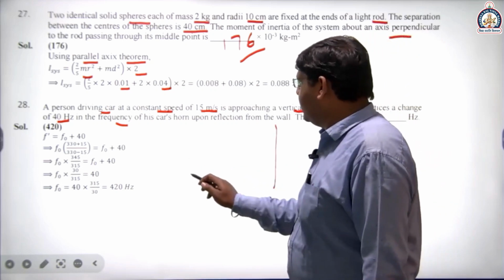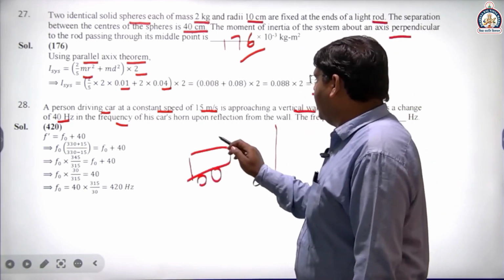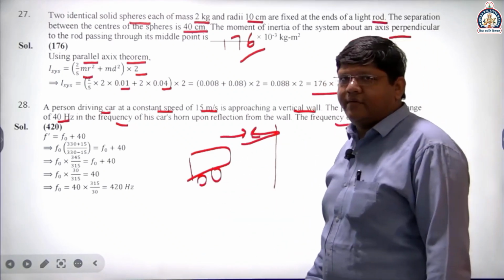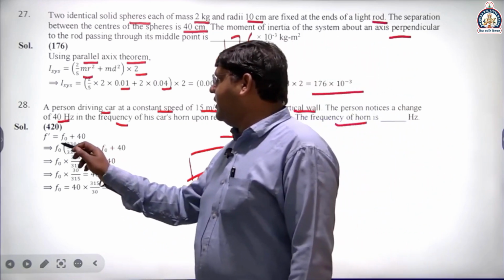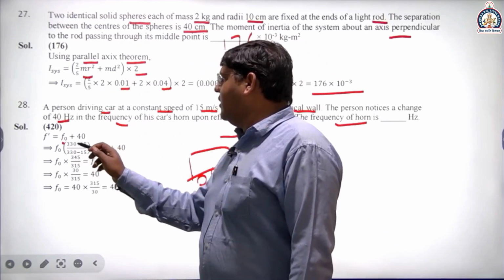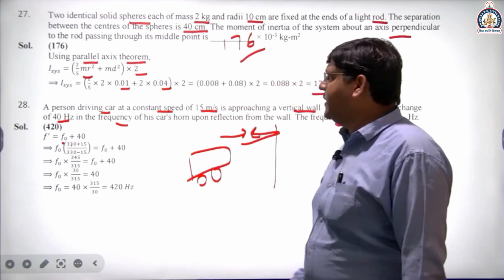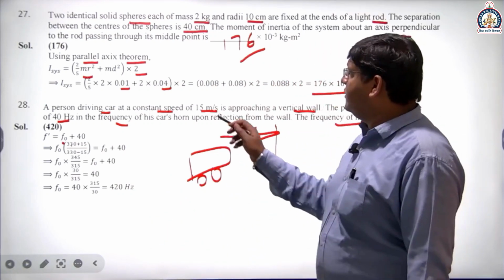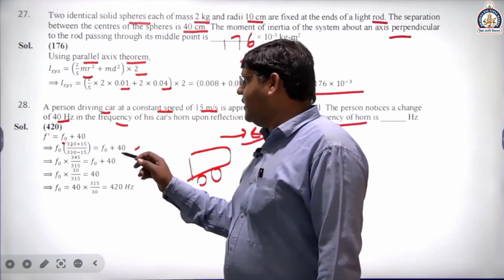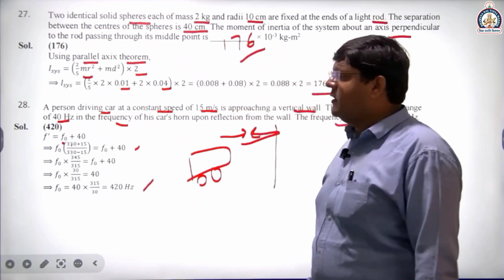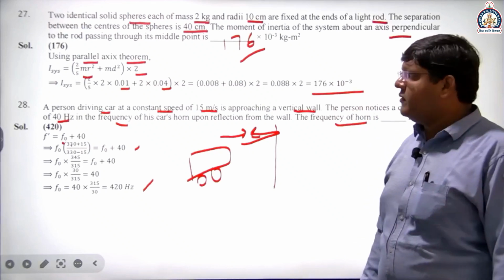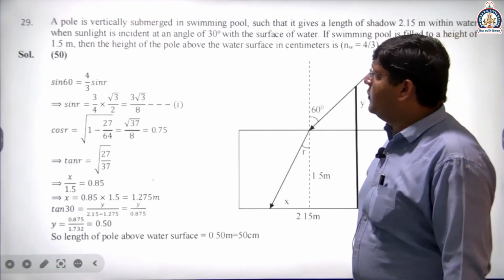This question is something related to this. A person is moving in a car and when he horns, the sound wave reflects back. Okay, the real frequency and apparent frequency. So f dash is equal to f naught plus 40, and for f naught we get f naught times (330 plus 15) upon (330 minus 15), because 15 is given as the speed and 330 is the speed of sound. On solving we get f naught plus 40, and putting the values we get f naught as 420 Hz. This can be simply solved by just the application of conceptual knowledge. Moving to the next part.